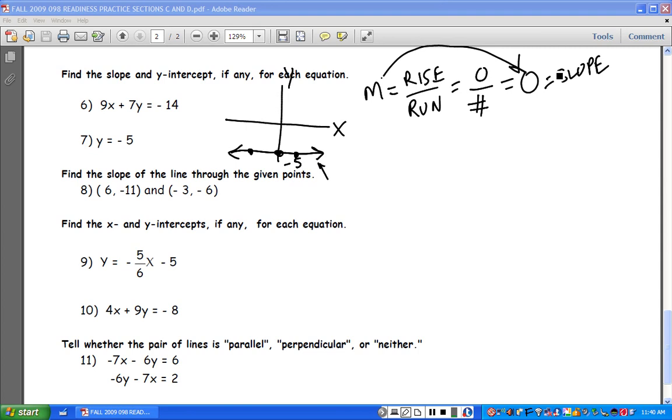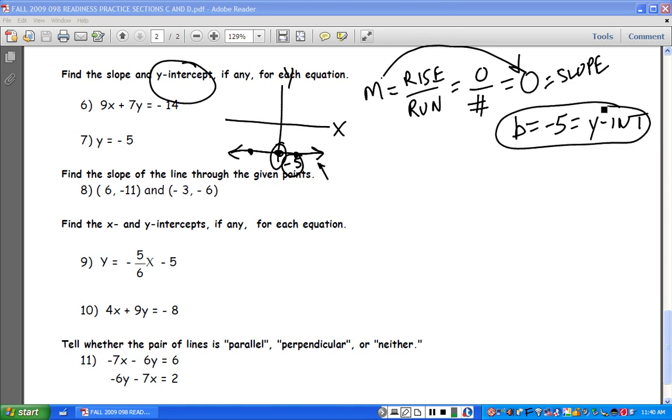As far as y-intercept is concerned, the y-intercept simply says, where is the line going to touch the y-axis? We see this line is touching the y-axis right here at -5. So my b is -5, which is my y-intercept. That would be my answer. My slope would be 0, and my y-intercept would be -5.